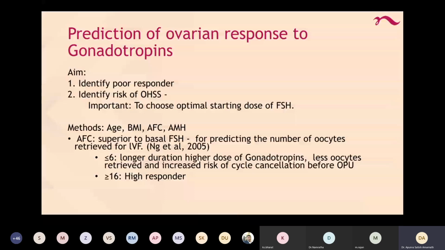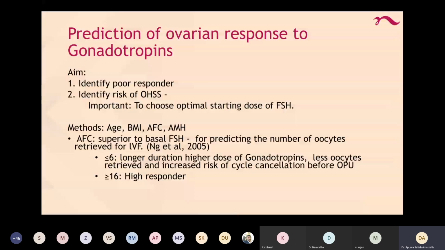So in terms of monitoring of an IVF cycle, we are looking at how to predict the ovarian response to gonadotrophins. The main aim of monitoring, or doing an ultrasound or a hormonal analysis, is basically to identify the poor responder and to identify those women who are at high risk of ovarian hyperstimulation. This we try to do to choose the optimal starting dose of FSH.